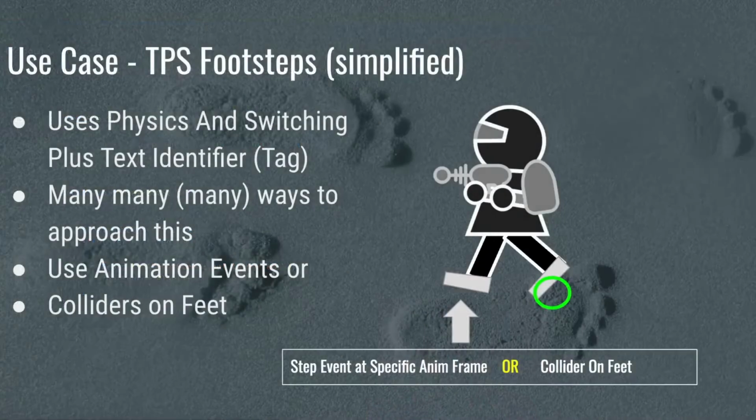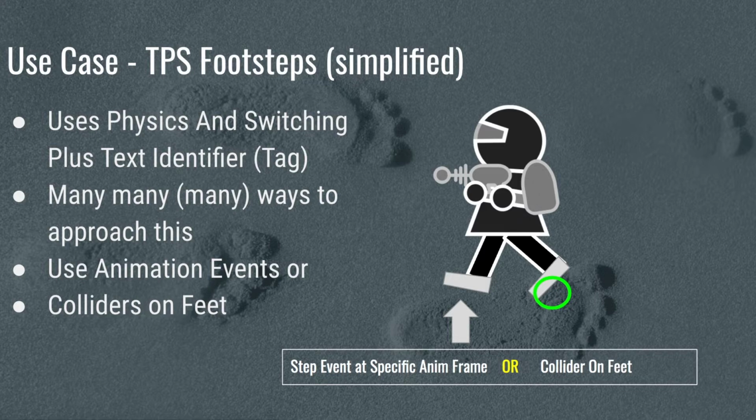So if we take a look at our third-person footsteps, remember, we're using the animation frame method, and we're not using the collider on the feet. If we used the collider on the feet, there's a possibility that we could have the colliders check the surface and find out what surface they are. But the thing is, you don't know what the surface is. You actually have to tell the computer what surface that is. And the way you do that is by using something called a tag.